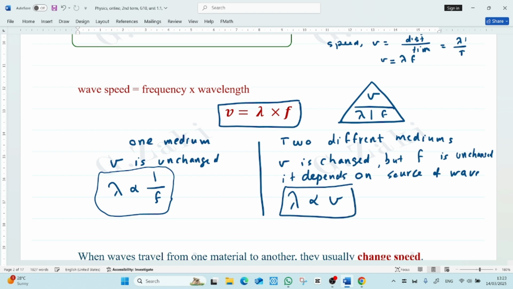So remember, in the same medium, the speed is constant. In a different medium, the frequency is constant. What is the relation between lambda and the other quantities? Lambda is inversely proportional to the frequency if the speed is constant, but lambda is directly proportional to the speed if it is two different mediums.